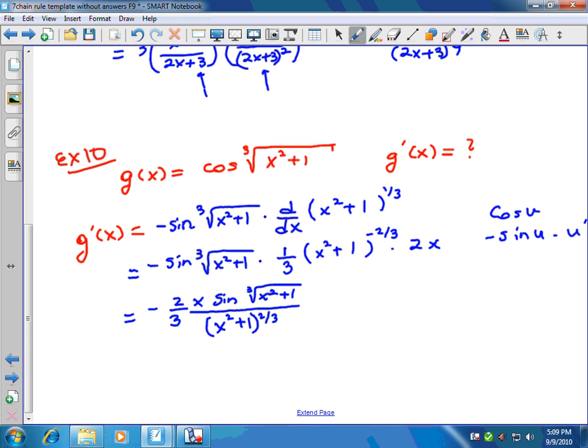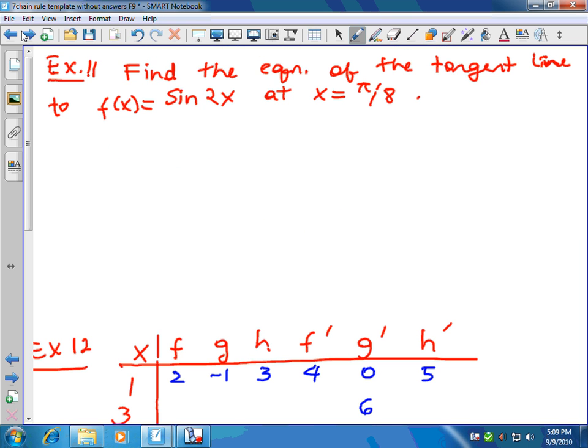Okay, if you're coming back to check your answer, hopefully you got it. And if not, feel free to post any questions about it in our bulletin board. Let's try another example. Let's see, which one do I want next?